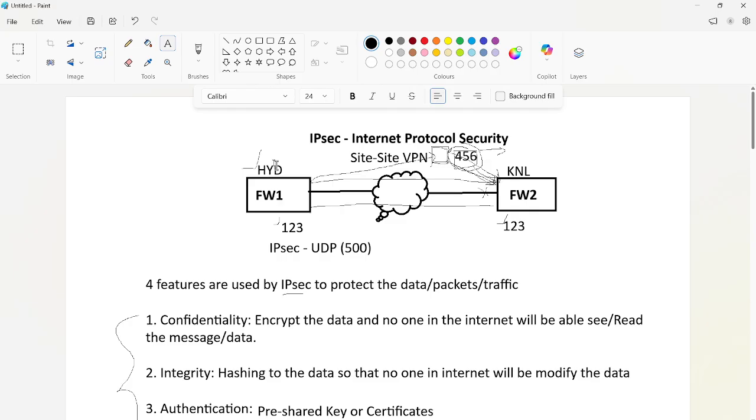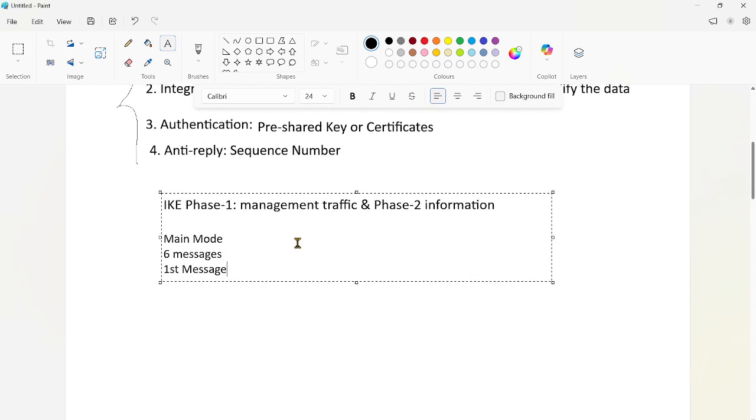So let's assume we have a Hyderabad firewall, and let's assume this Hyderabad firewall is initiating the traffic. So the first message is from the Hyderabad firewall. What exactly is in the first message? This first message will include security association parameters. We'll call these parameters security association parameters, or SA parameters.